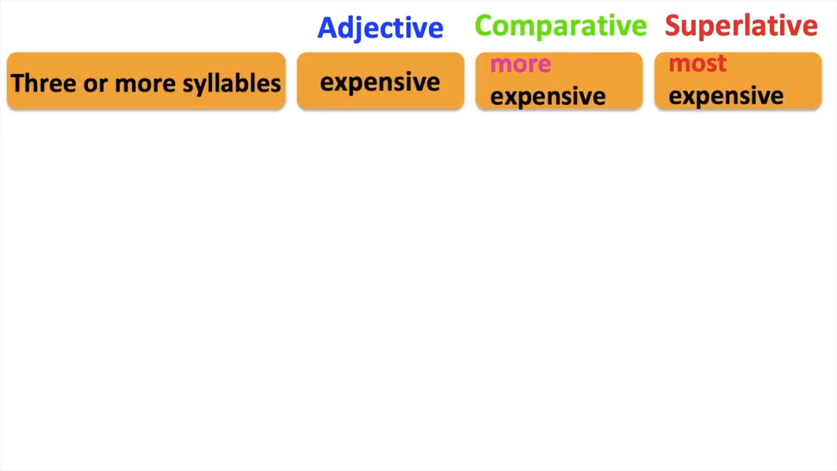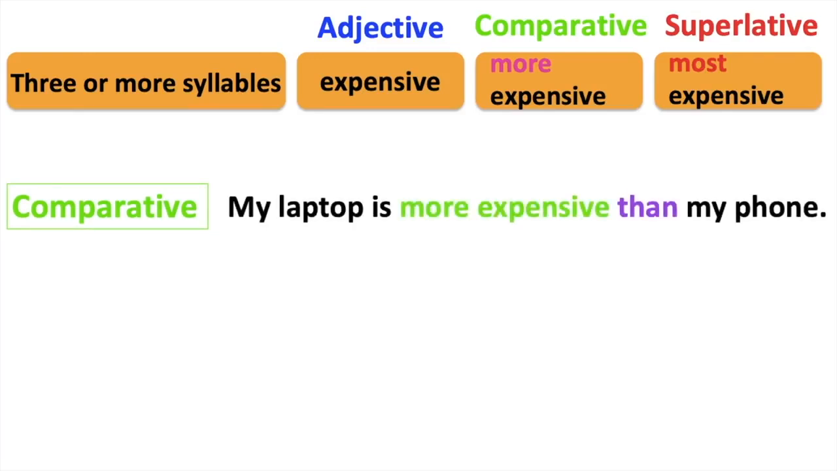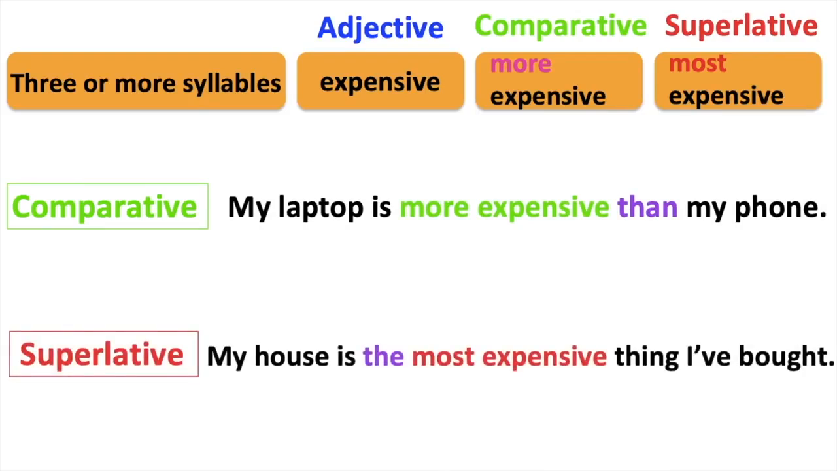For adjectives with 3 or more syllables, we can form the comparative by inserting more before the adjective, for example, more expensive. When forming the superlative, we add most before the adjective, most expensive. For example, my laptop is more expensive than my phone. My house is the most expensive thing I've bought.